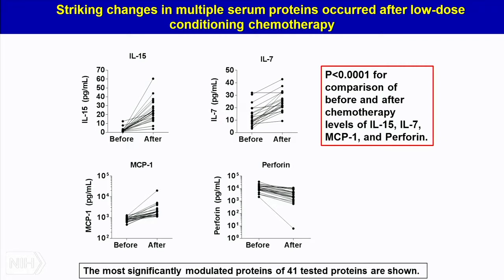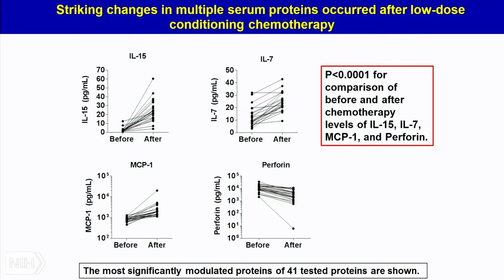So we did this work measuring cytokines in the blood of the patients, 22 patients who we treated on this protocol. And indeed, just like the mice, IL-15 goes up in 22 out of 22 patients. IL-7 went up, and MCP-1 went up. Perforin went down, which is kind of an indication of just eliminating lymphocytes. P was less than 0.001 for all these. Some other cytokines modulated also, but these are the most prominent.